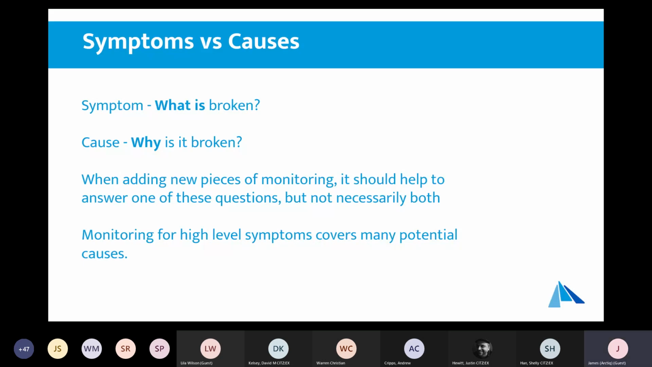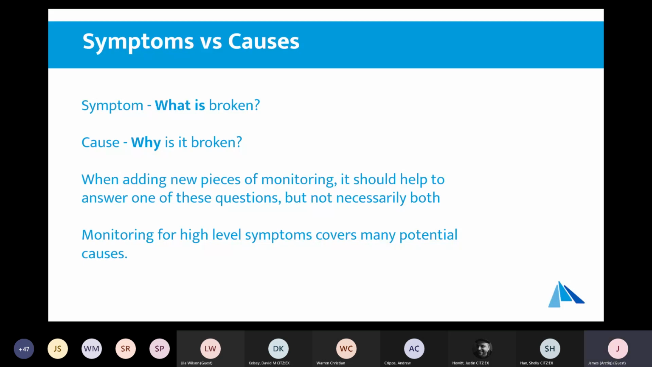Now, the cause of high worker load could itself be a symptom. That may be the reason that we have high CPU on the worker pods: we've had a sudden burst of requests far greater than what we've architected for. So symptoms can become causes and causes can become symptoms. When setting up monitoring, focusing on service level symptoms helps cover many potential causes and gives you the most value for your effort.